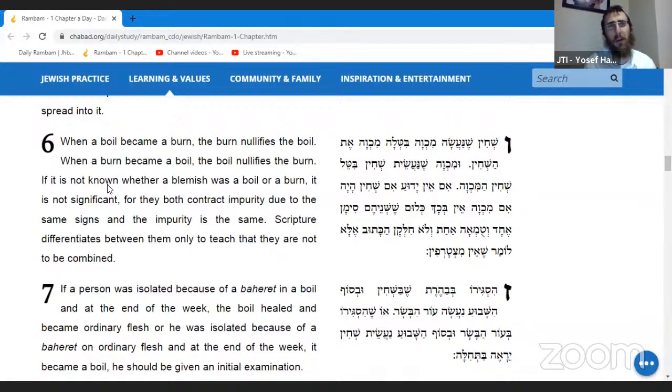If it is not known whether a blemish was a boil or a burn, it doesn't matter, because either of them contracts impurity due to the same signs, and the impurity is the same. The Torah just differentiates between them only to teach that they are not combined.